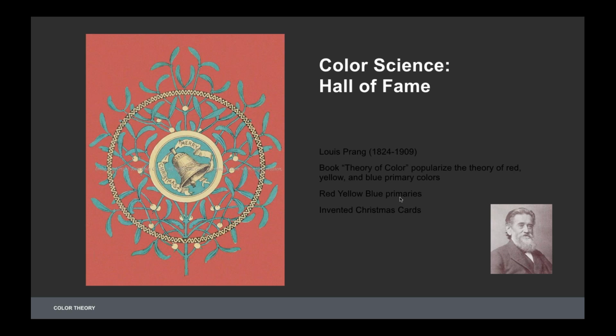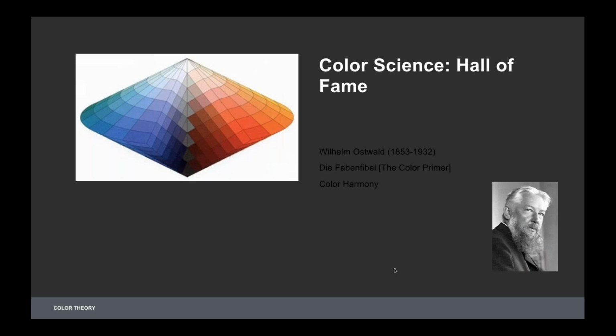He came up with the red, yellow, and blue primary colors, and pushed the idea that color should be taught in primary school, in elementary schools. And I really like that we all got finger paints thanks to him. He also invented the Christmas card. Ostwald was another scientist. This is his color wheel. It goes from black to white through the middle, and then all the colors around the sides. They've actually built 3D models of this out of wood. They're kind of cool looking.